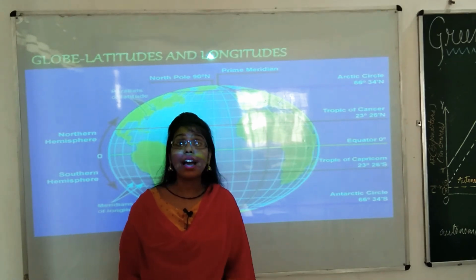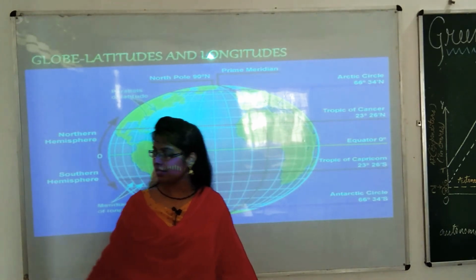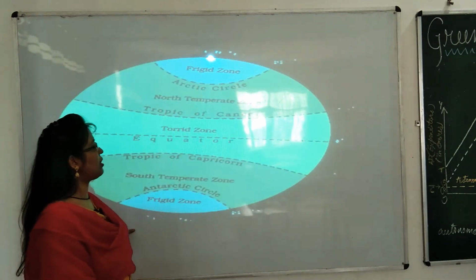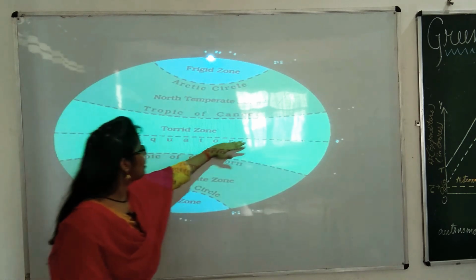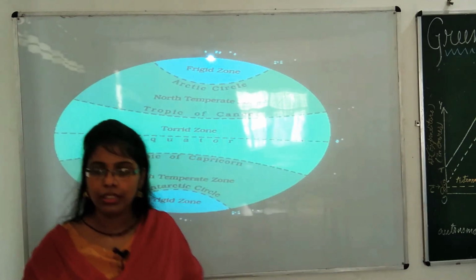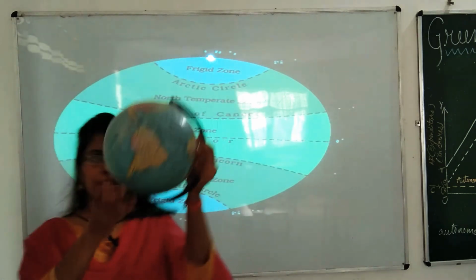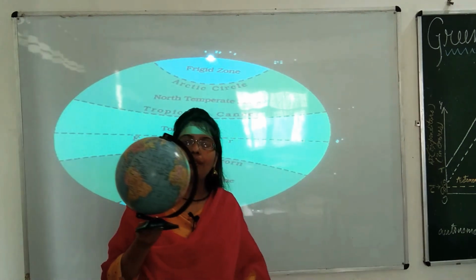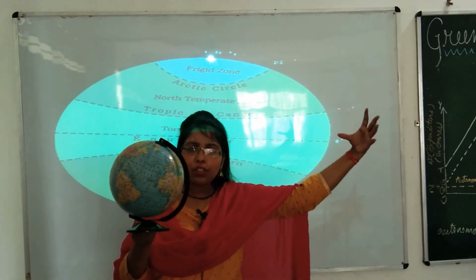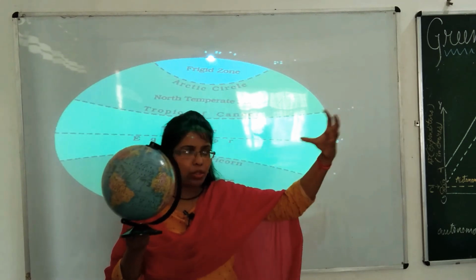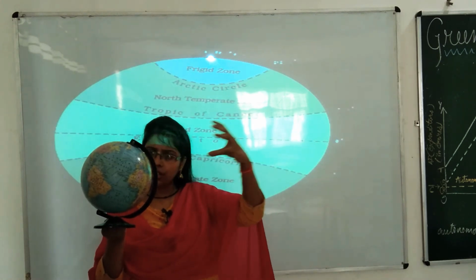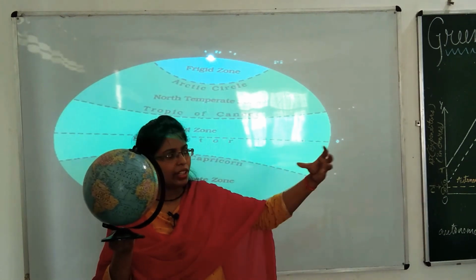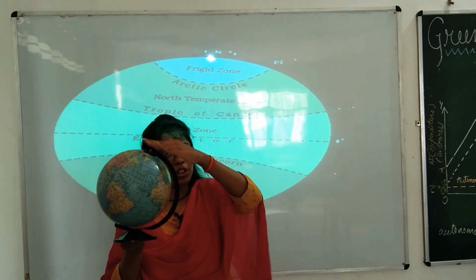Now let us understand what the heat zones of the earth are. You can see a diagram here, students. This is the equator. Suppose this is a globe, and the sun is here. Sun rays fall directly on the equator, but these sun rays reach the poles slanting.